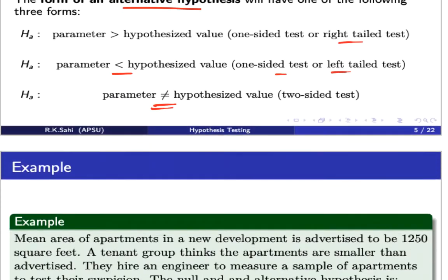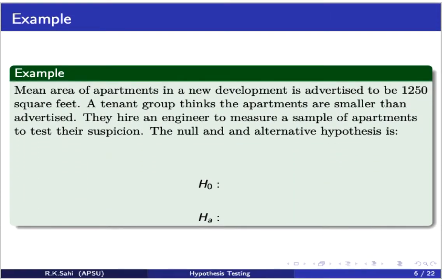So a little practice of writing down the null and alternative hypothesis. The mean area of apartments in a new development is advertised to be 1250 square feet. Now, a tenant group thinks that these apartments are smaller than advertised. So they hire an engineer who is going to measure a sample of these apartments to test their suspicion. We have to write the null and the alternative hypothesis.